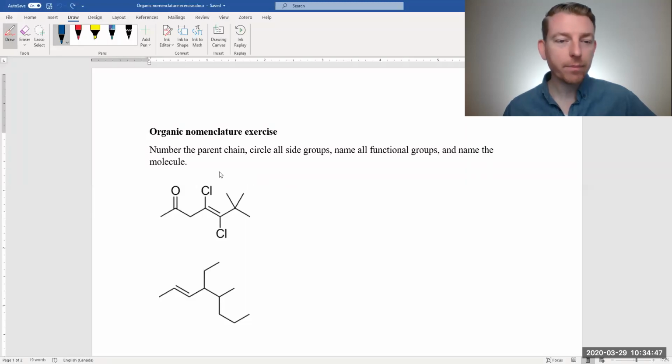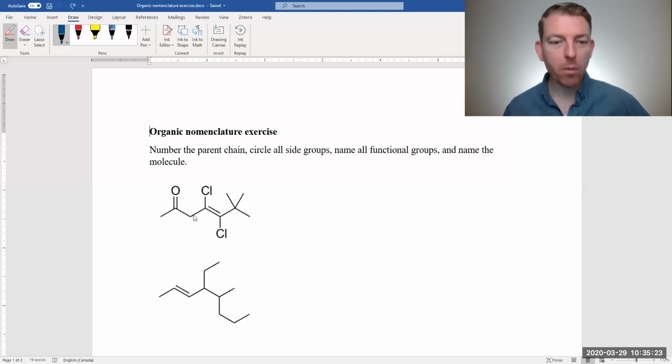Okay, so in this exercise, we're really driving at naming the molecule and kind of daisy chaining your way there. So we want to number the parent chain, circle all side groups, and name all functional groups as well as the entire molecule. We don't necessarily have to do that in that order. Sometimes it's going to make sense to find the functional groups first and then number the parent chain because the numbers on the carbons are going to depend on where the functional group is. Okay. So let's get started with this first one here.